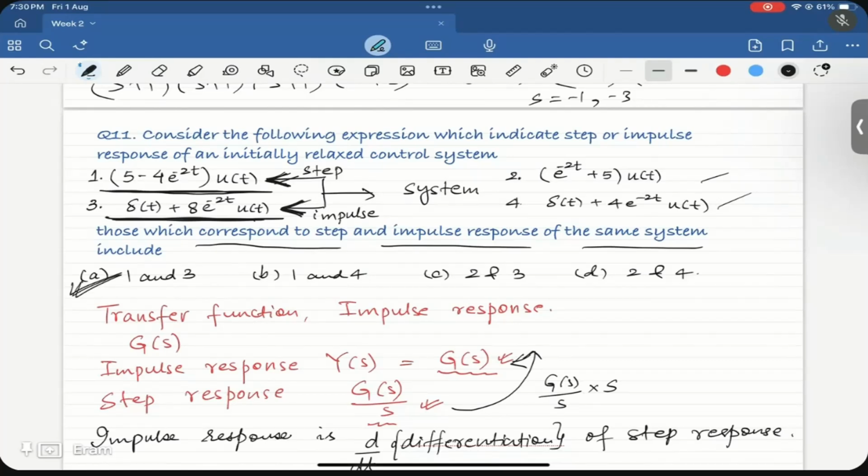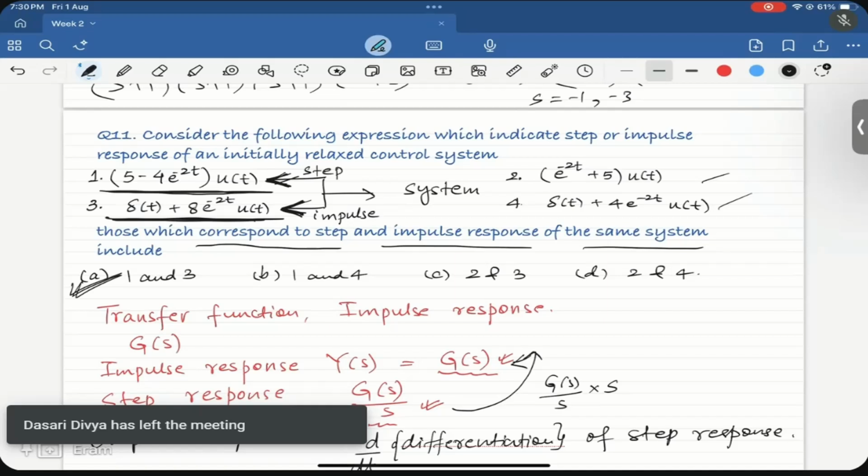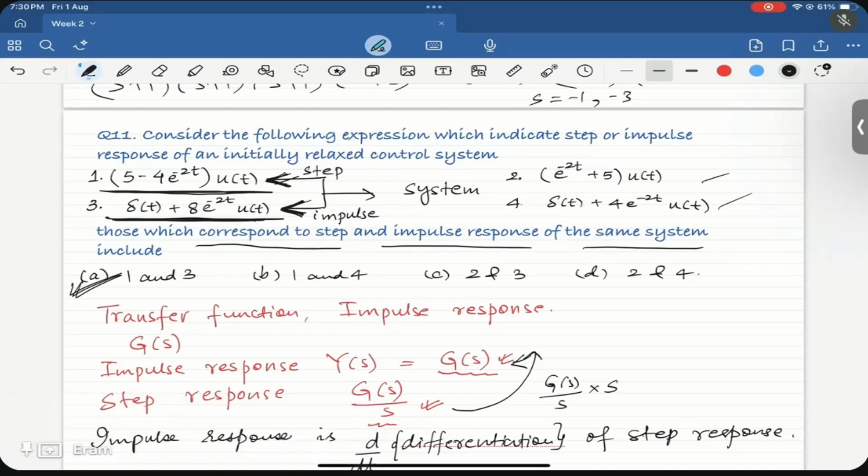Okay, are you able to understand this thing? How do we check if the step or impulse response is of the same system? We need to differentiate and then check. If we get the same as given in the options, then we can easily verify that these are the step and impulse response of the same system. Okay.